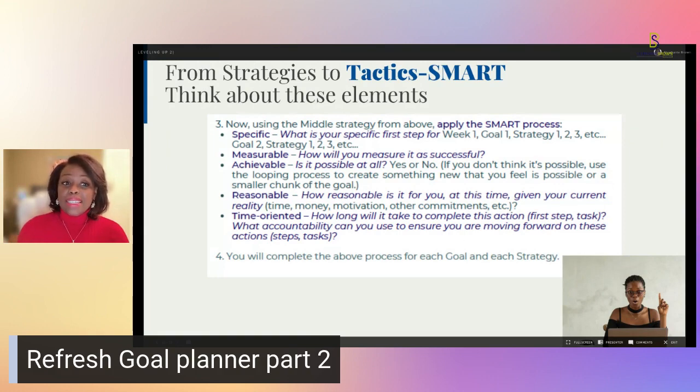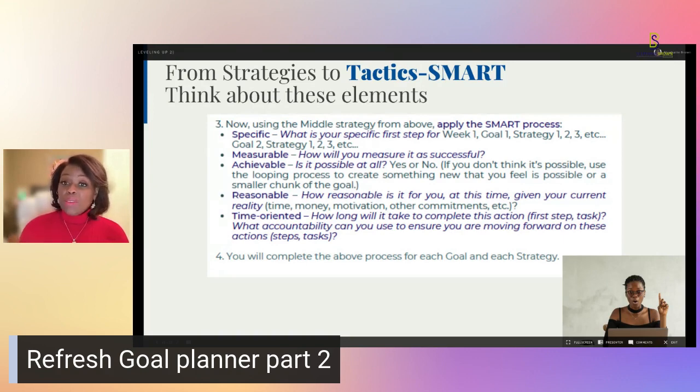So, with your tactics, you're going to ask yourself, well, what is my specific first step for week one, for goal one, for strategy one? What's my specific first step for week one, for goal one, for strategy two, etc.? For week one, for goal two, for strategy one, etc. And so you do that for each week, for each goal, and for each strategy.